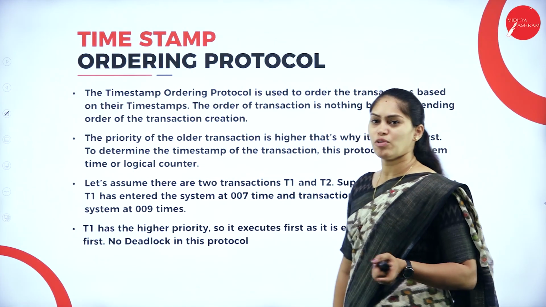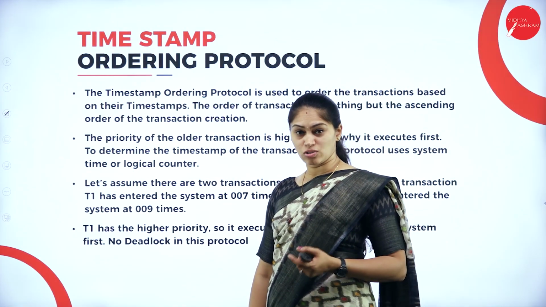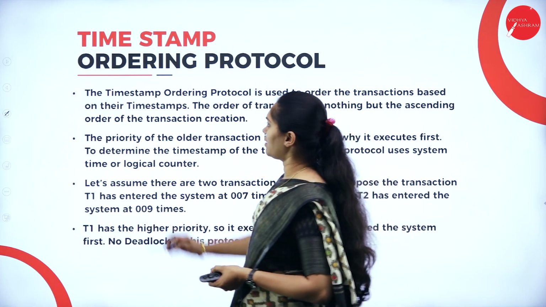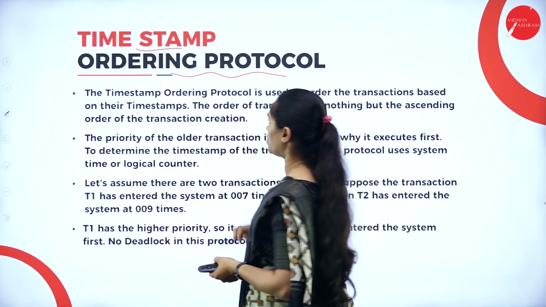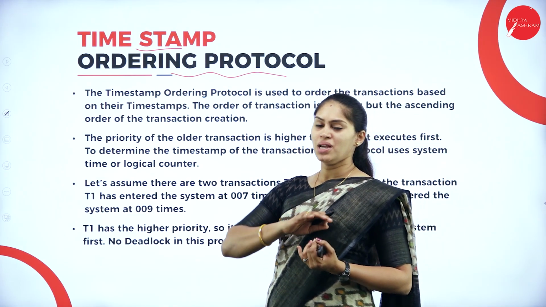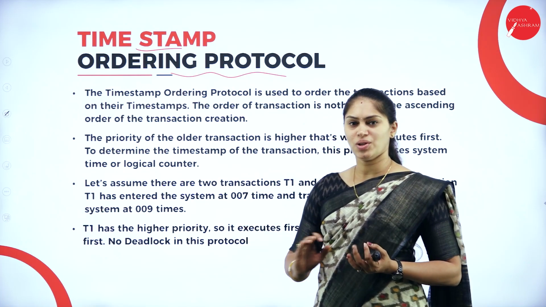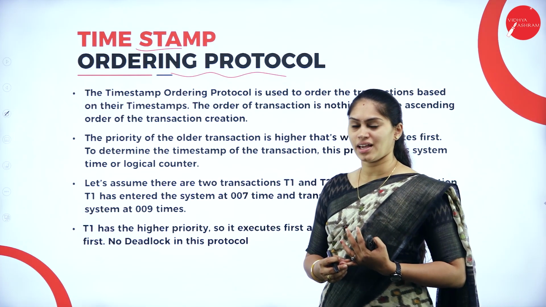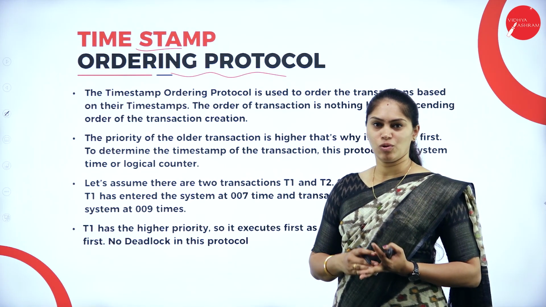Next we have one more type in order to control concurrent execution, or to control concurrency. In that we have the timestamp ordering protocol. The first one is related to locking. We are going to lock a data item, then we perform the read or write operation. Once it is done, unlock should take place. If you are not unlocking it, then deadlock or starvation is going to happen.